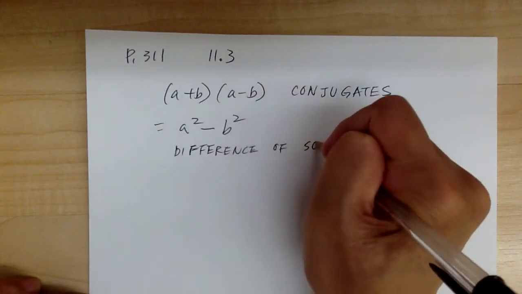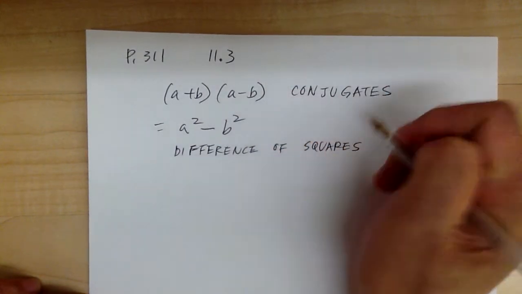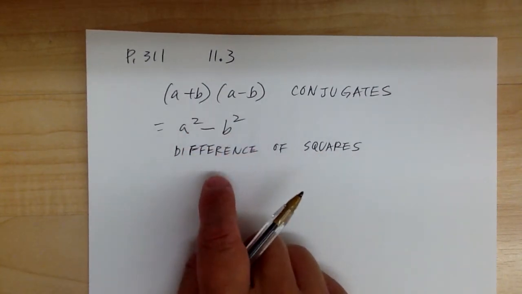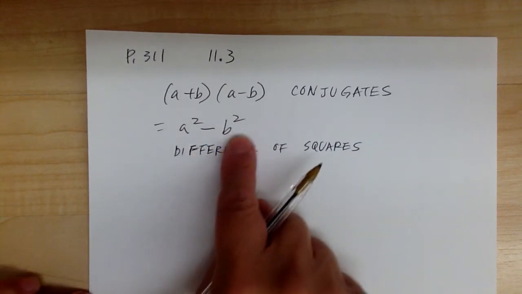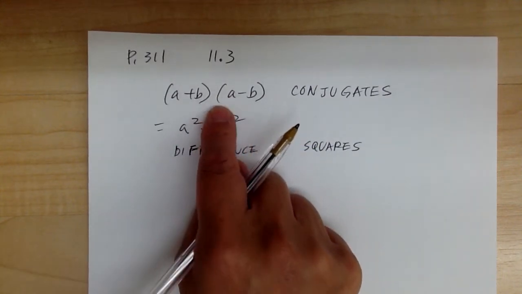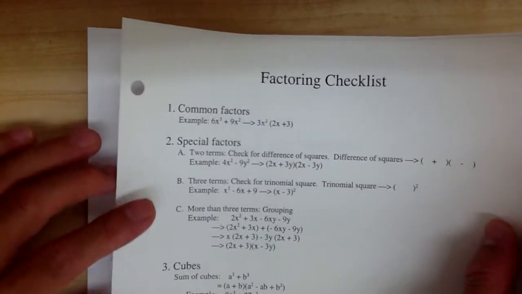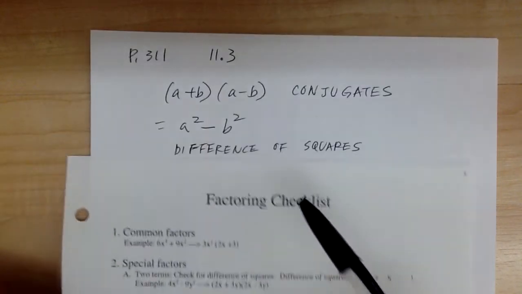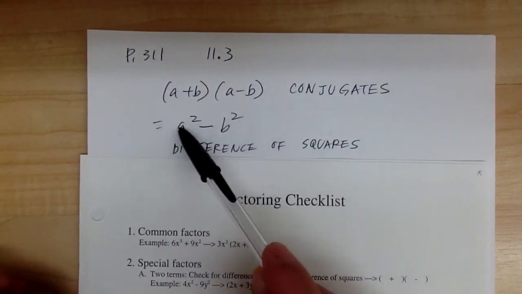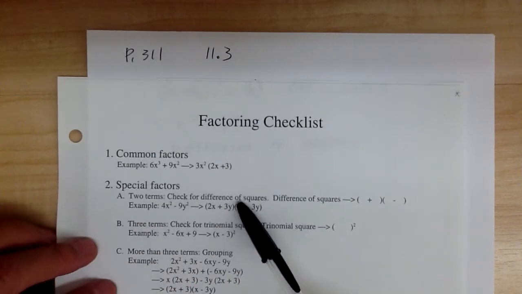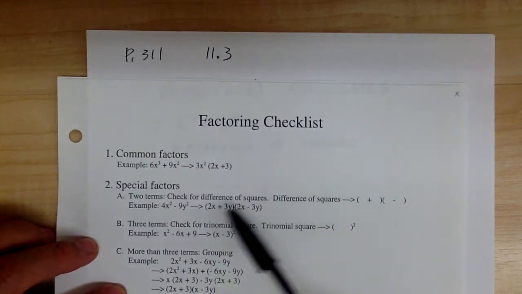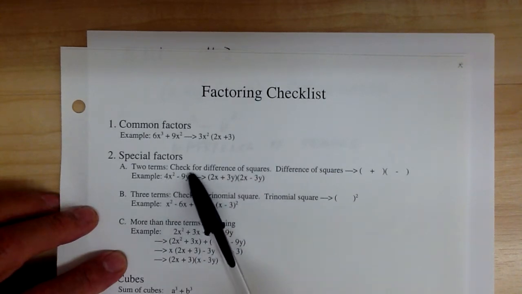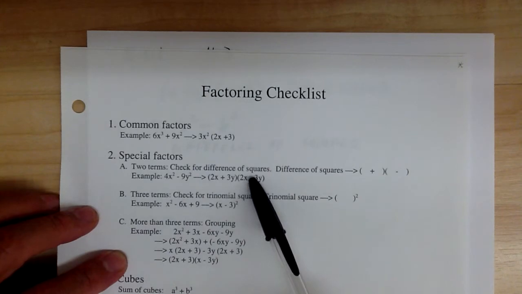So, difference of squares. Difference means subtraction, so difference of squares means you have square minus square. Whenever you have square minus square, you can go back and factor into conjugates. When you have two terms, a special factor, like this one over here, square minus square, you want to check to see if they're conjugates. So again, you can factor into these. Difference of squares factors into conjugates.